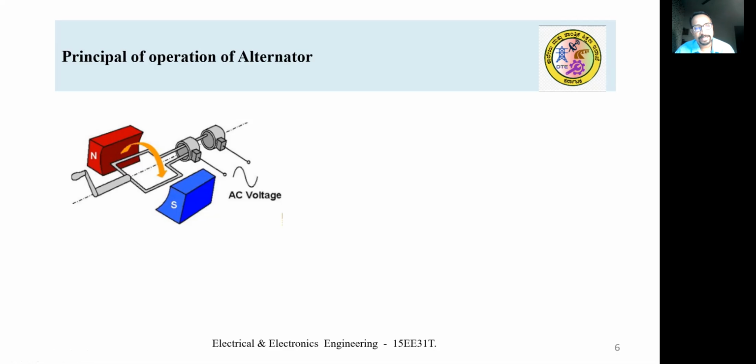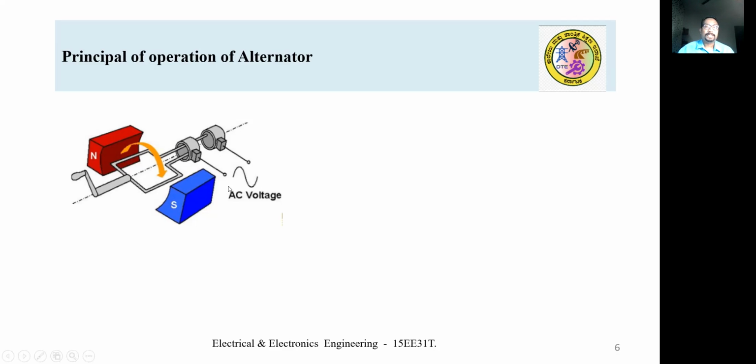We are repeating the same thing here because, regarding the principle of operation, there is not much difference between an alternator and a DC generator. But in a DC generator we have a commutator, whereas in an alternator there is no commutator or split rings.